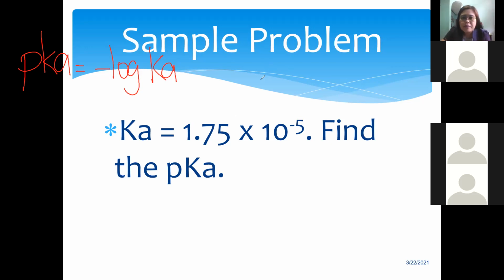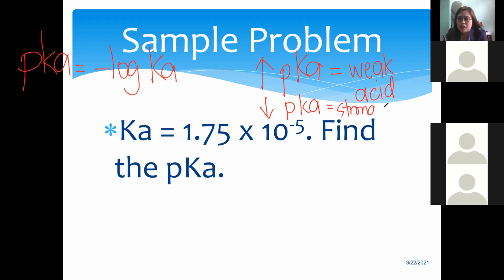So ano yung ibig sabihin nito, class? If you have a high value for your pKa, it means your acid is a weak acid. Again, if you have high value for the pKa, then your acid is a weak acid. And it's vice versa also. So the other way around, if you have a low value for the pKa, then your acid is a strong acid. Okay? So what is your answer?